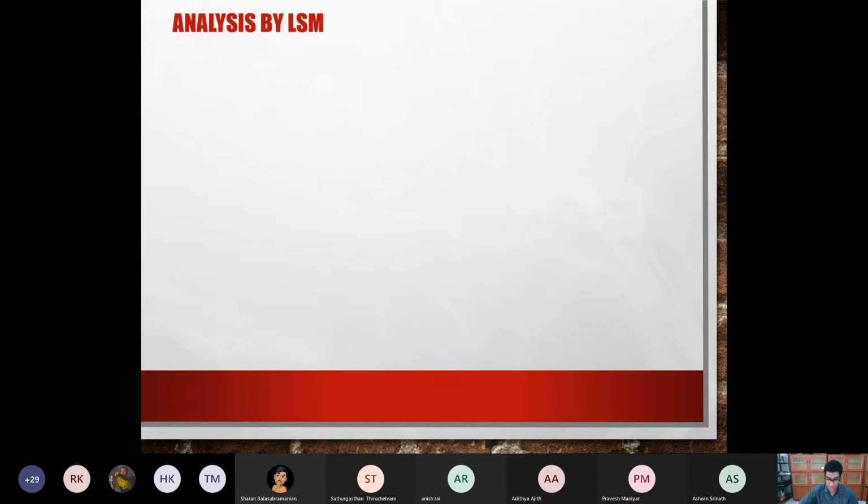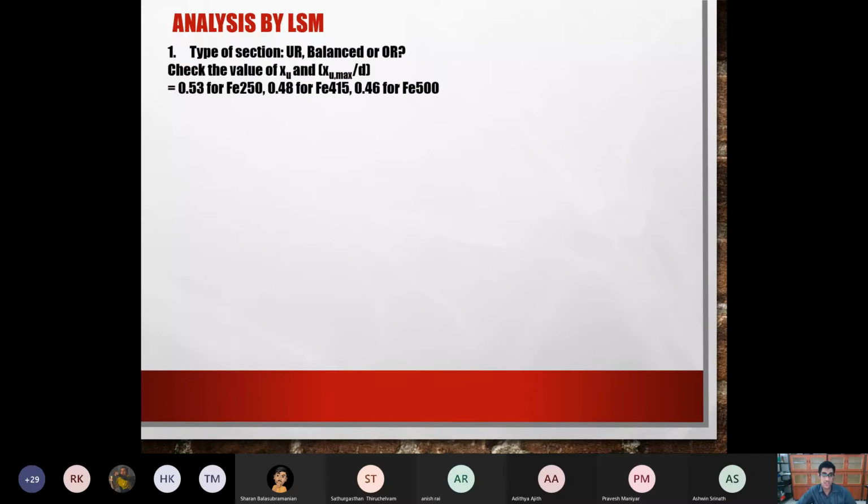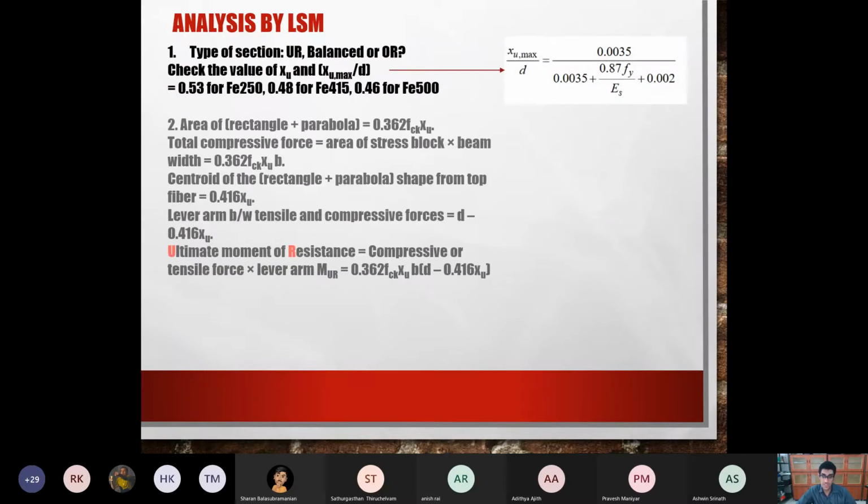So let me not wait for others to join. About 35-40 of you are there, so I'll just begin. Yesterday you were looking at LSM, limit state method. As of now we are looking at beams. Yesterday you went through the basics of analysis using LSM.